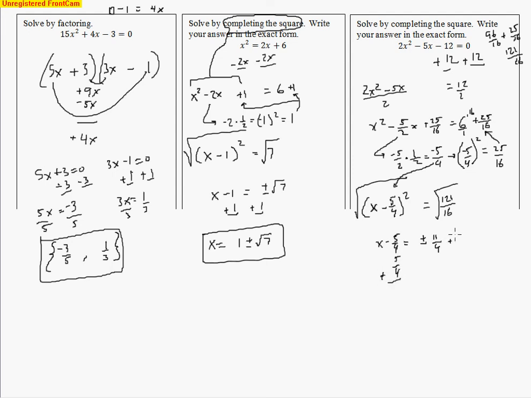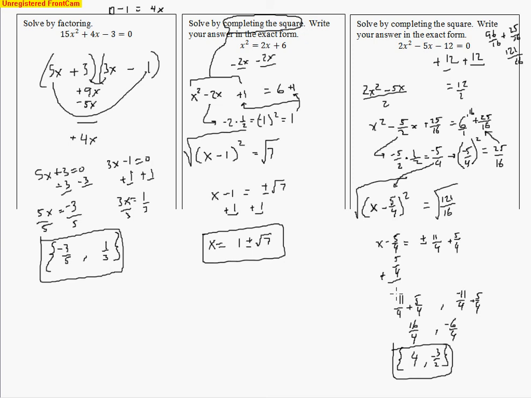So I do, so I know I'm doing something right this time, and so I go ahead and add 5/4 to both sides, and I got two problems to set up: 11/4 plus 5/4, and I've got negative 11/4 plus 5/4. And so that's going to give me 16/4, which makes 4. Over on this side, I get negative 6/4, which makes negative 3/2. So those are our solutions.